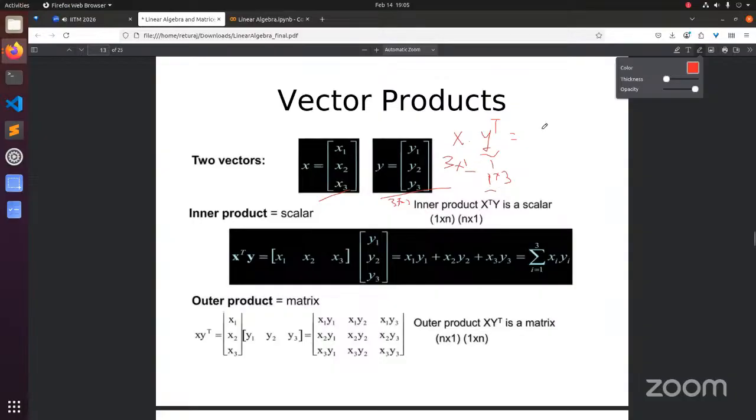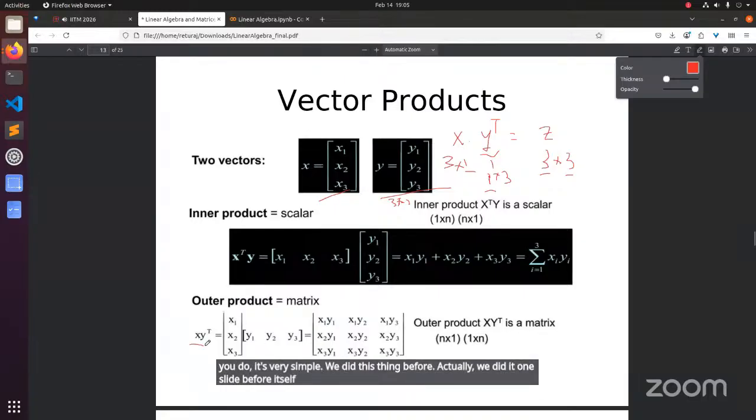So the resultant matrix Z would be 3 cross 3, right? Because the N get cancelled and M cross L will become 3 cross 3. Now how will you do this? It's very simple. We did this thing before. Actually, we did it one slide before itself.